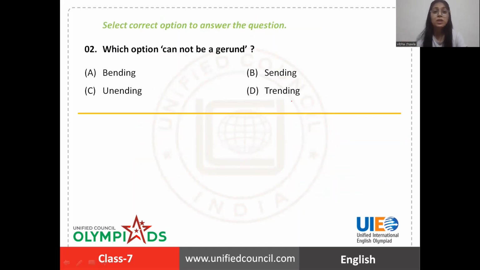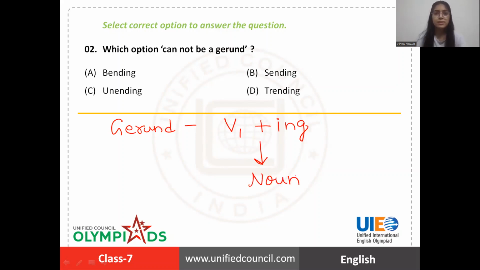Let's quickly have a look at question number 2. Which option cannot be a gerund? So first of all, we should know what is a gerund. You must have used V1 plus ing. That is first form of verb plus ing. But do you know, sometimes this V1 plus ing acts as a noun in a sentence. And in that case, it is called a gerund. Okay. So now here we are given 4 words ending in ing and we have to pick that option which cannot be a gerund. So let's see.